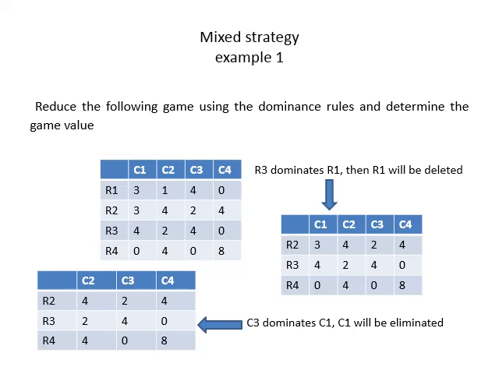Okay. Mixed strategy. Example 1. Reduce the following game using the dominance rules and determine the game value. The matrix shows that there are 4 strategies for player A and 4 strategies for player B.